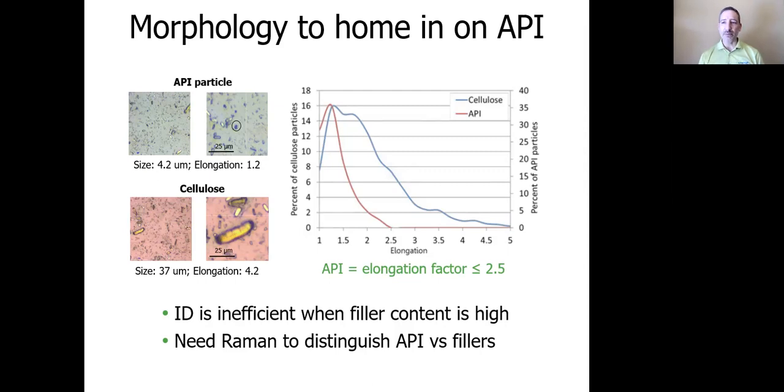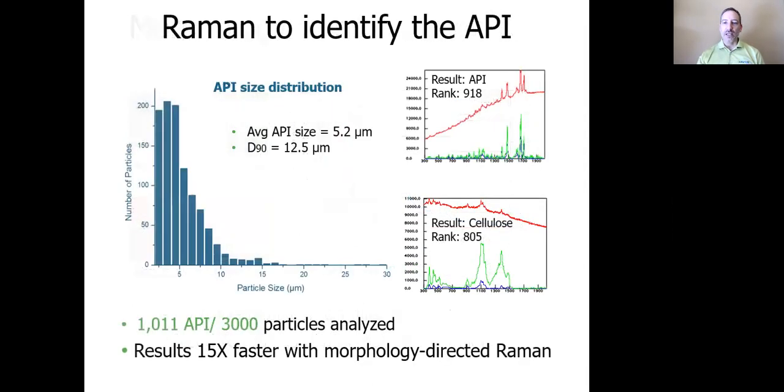So if we're looking at a sample of this type, it's about 45 to 50,000 particles. That could be challenging, because you have to identify all 50,000 particles by Raman. And so what we could do is use the elongation factor as a cutoff and say that anything with an elongation factor above 2.5, I don't care about identifying. I just want to identify the stuff below because I'm basically enriching my sample set to ensure that I'm more likely to identify an API that's present. So that was what was done here.